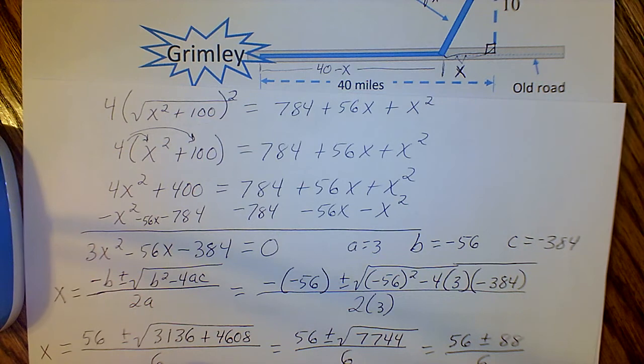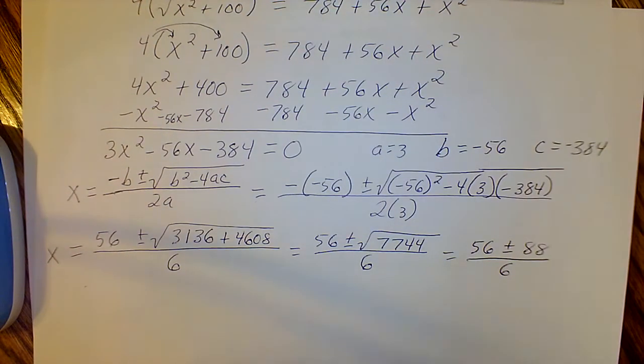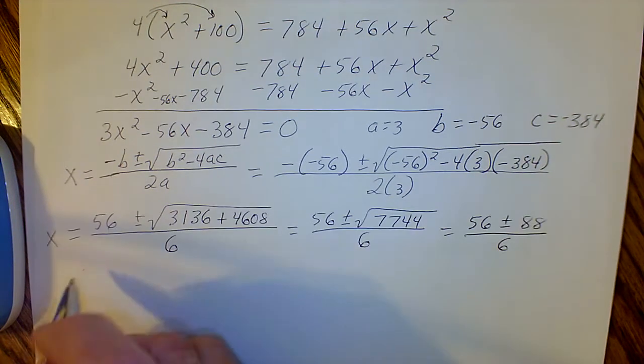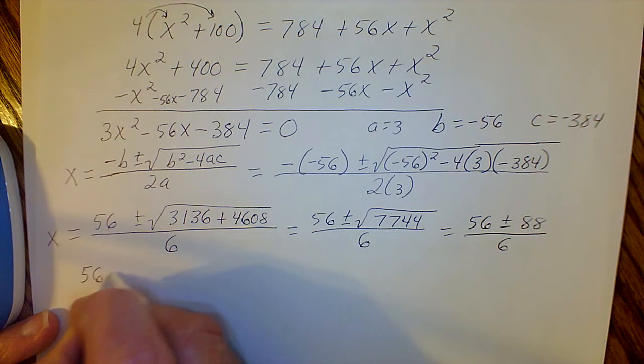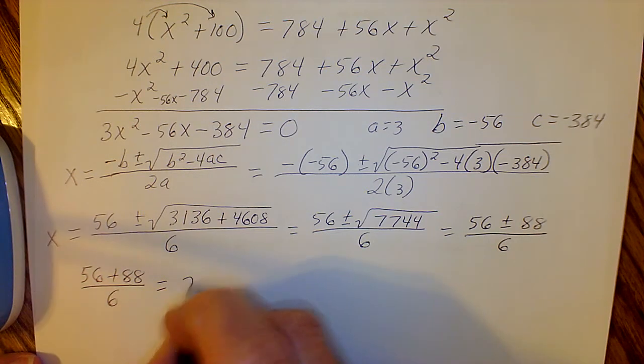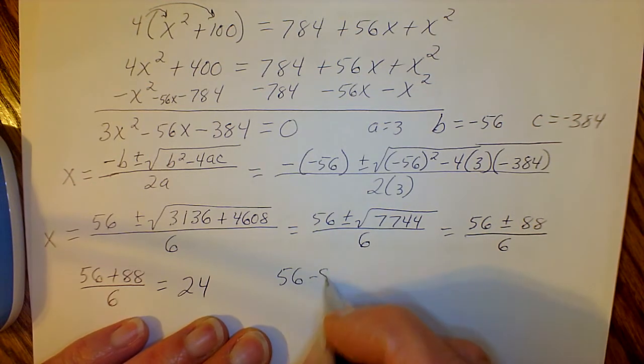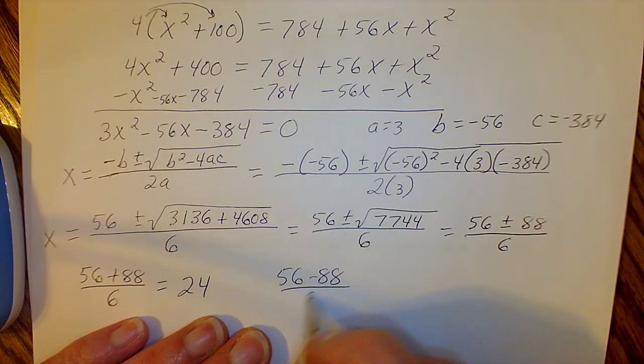One of them is when we take, let me make sure you can see what I'm writing over here. So one of them is what we get when we take 56 plus 88 and divide by 6. And so 56 plus 88 divided by 6 is going to give us 24. And the other one is what we get when we take 56 minus 88 and divide by 6.